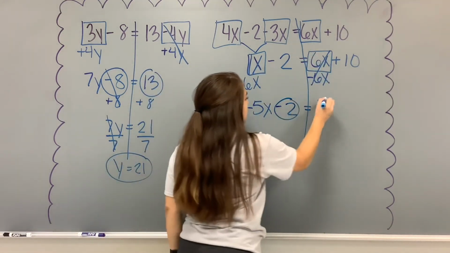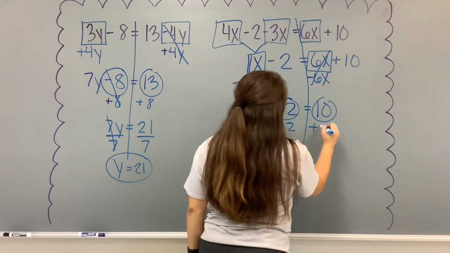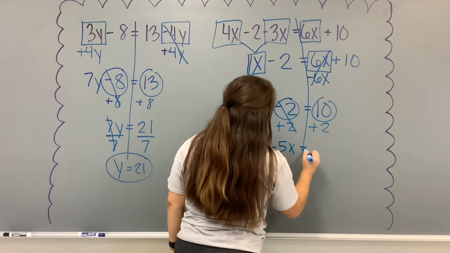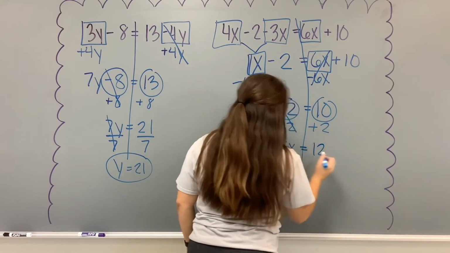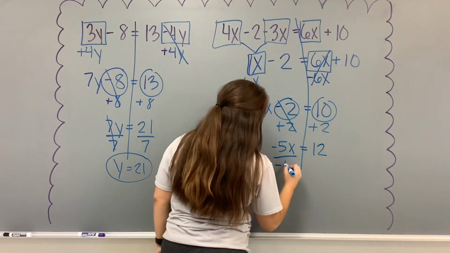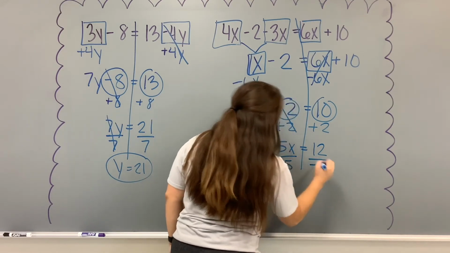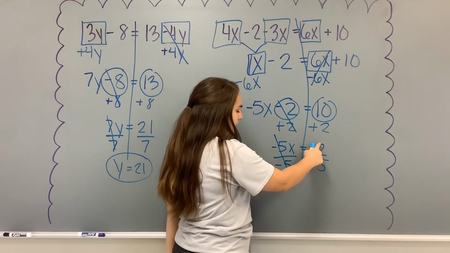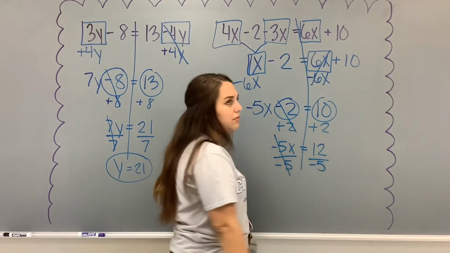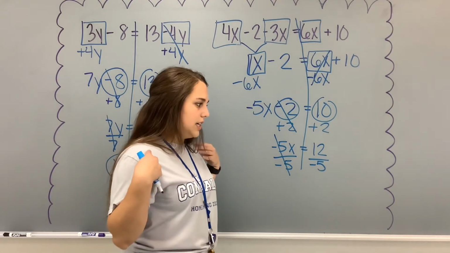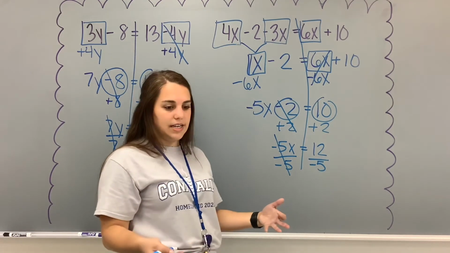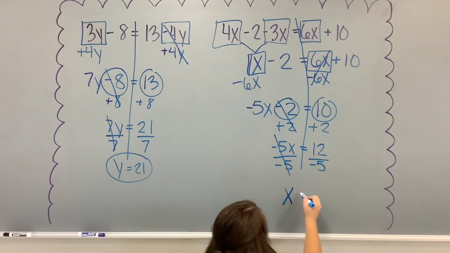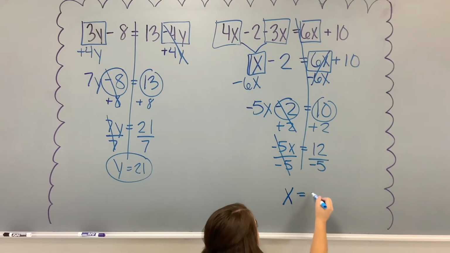Here are my like terms. So I'm going to add 2 to both sides. I get, that goes away, -5x equals 10 plus 2 is 12. The last step, I divide by this -5, or make sure that you are dividing by that -5 right there, okay? 12 divided by -5 does not reduce nice and evenly. It doesn't divide nice and easily. It doesn't even reduce. So that is technically our answer. Our answer is x equals -12 over 5.